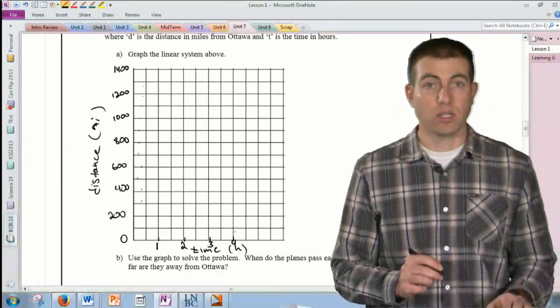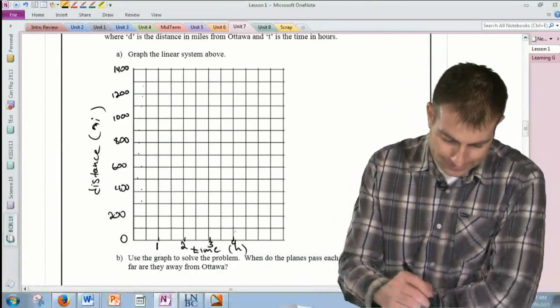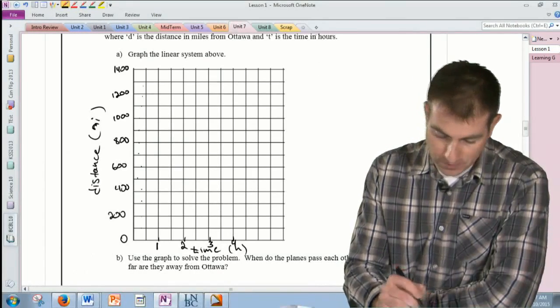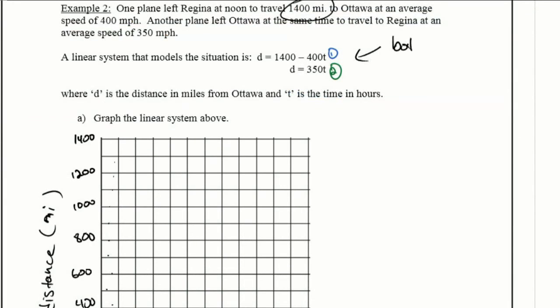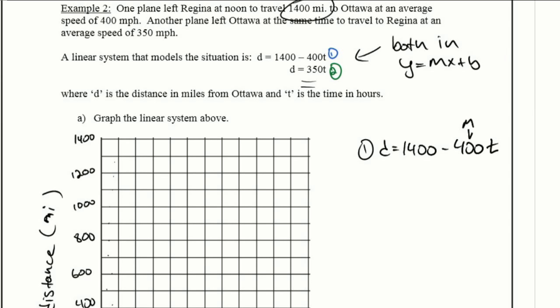Okay, that was a lot of work just to set up our graph, but these are the things we need to do. If we look at the equations we have, these are both in slope-intercept form already. The exception here is that the second equation has no y-intercept. So what we can do is just take equation number 1, which is going to be distance is 1,400, which is going to be my b, minus 400t. So this is my m, this is my b.